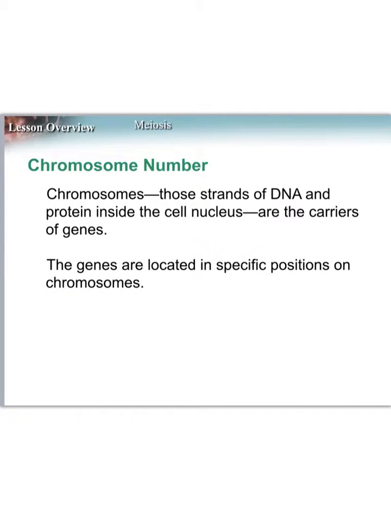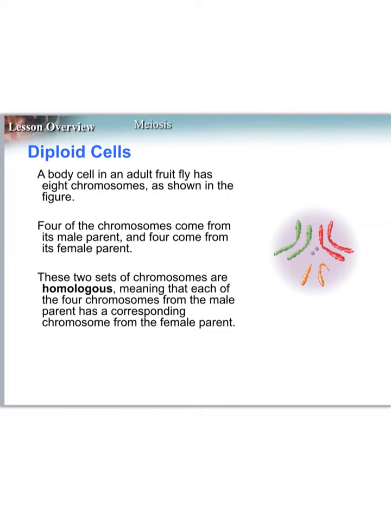Chromosome number. Chromosomes, those strands of DNA and proteins inside the cell nucleus, are the carriers of genes. The genes are located in specific positions on the chromosomes. A body cell in an adult fruit fly has 8 chromosomes, as shown in the figure. 4 of the chromosomes come from its male parent, and 4 come from its female parent.